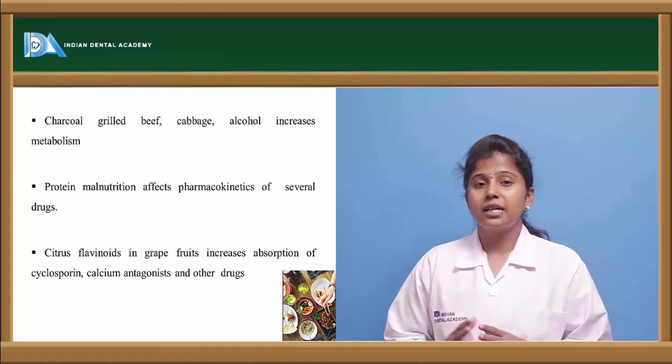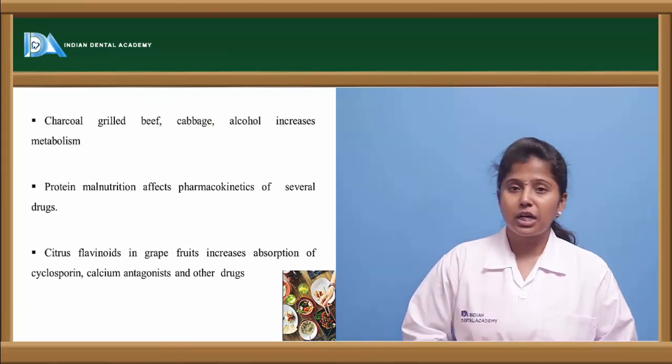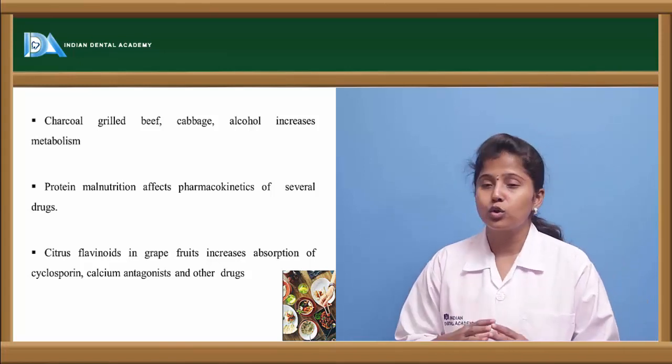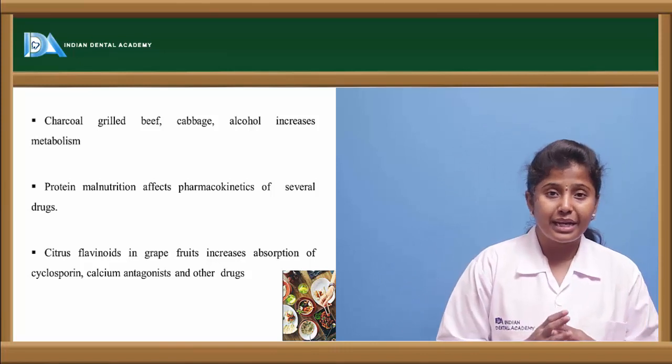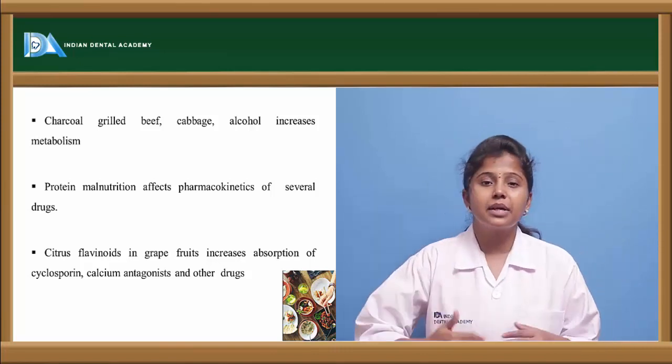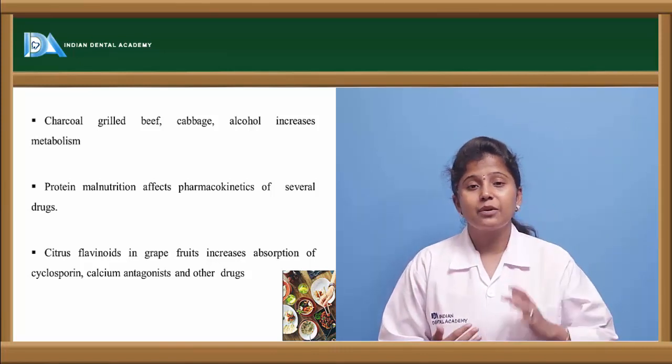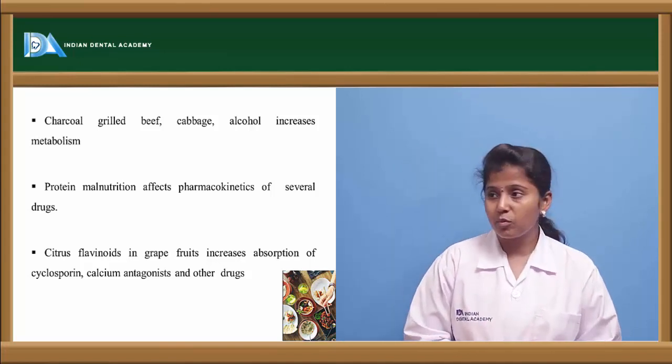The foods like grilled beef, charcoal, cabbage and alcohol. So all these foods which we take in will increase the metabolic rate. So here the metabolic rate will be increased, and thereby the person feels more hunger.